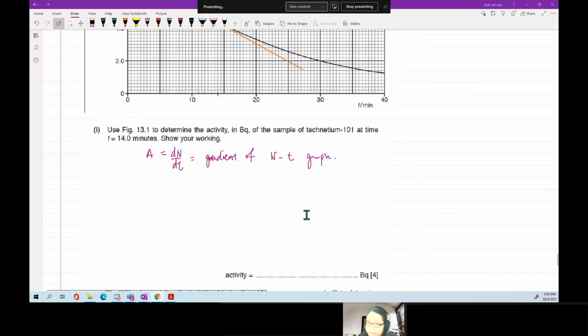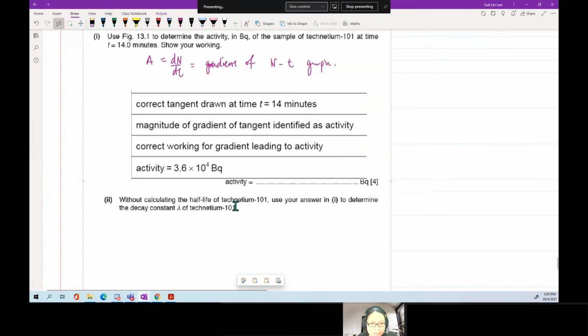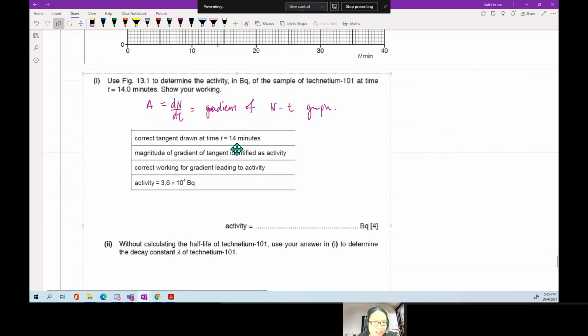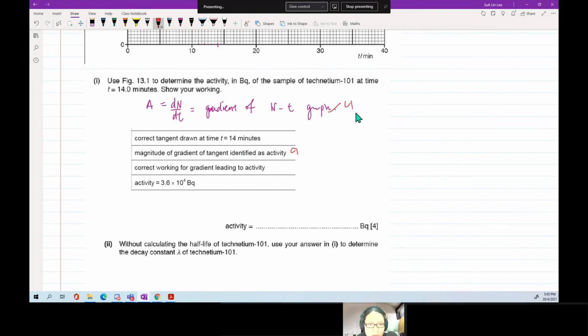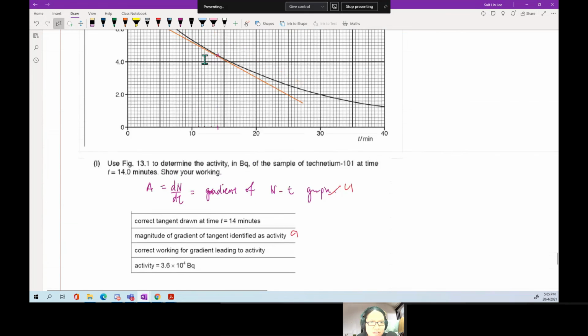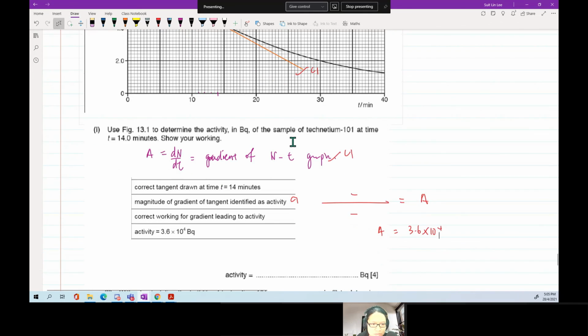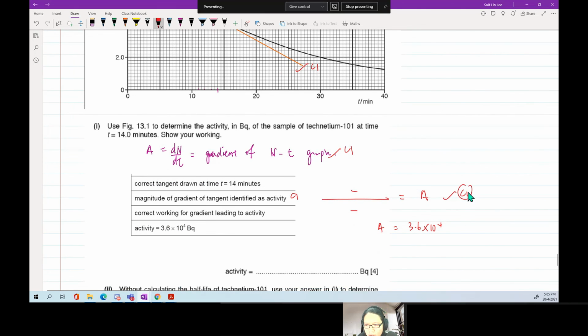It's like this. Correct tangent drawn at 40 minutes. Magnitude of gradient identified as activity. So you can see this is my C1 mark here. This is the C1. Correct working for gradient. Okay, I got draw tangent line. So this is C1. I find gradient, something minus something equal to activity. And then finally, activity equal to 3.6 times 10 to the power of 4. Okay, so this one is C1. This is A1. Is it C? Yes, all right.